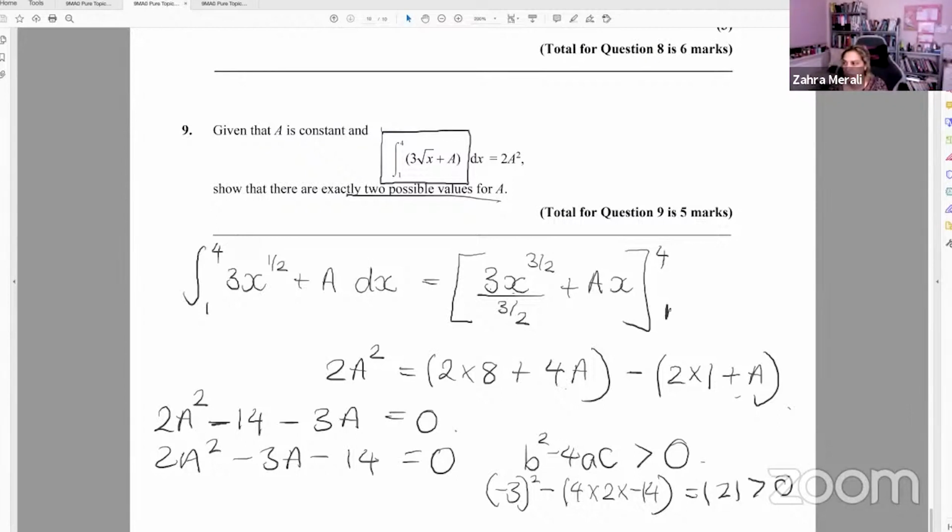The other way could be that you factorize it and you show that you can get 2 roots. So let's see if we can factorize that quickly. You'd get 2a and a. So you'd get a plus 2 and 2a minus 7. So you get a equals 7 over 2 and a equals minus 2. So that would be the other way to do it.